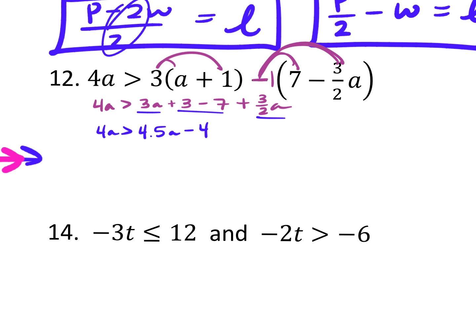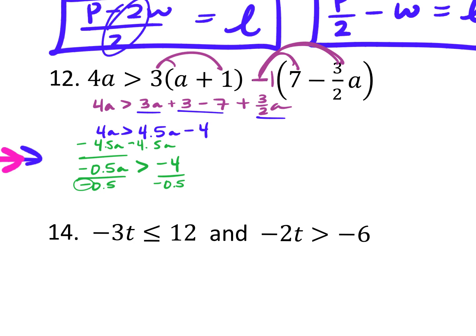So now you have options. If you want to move the 4.5a over, that's fine. Just in the end, you'll have to flip your symbol. If you decide to move the 4a over and move the 4 over here to the left side, then you wouldn't be flipping, but either way, you're still going to get the same answer. I'm going to do the flip just because when I tend to ask people, that's what they would do as their step. So this is going to be -0.5a is greater than a -4, and then we're going to divide by a -0.5.